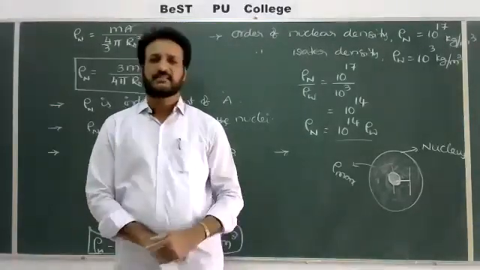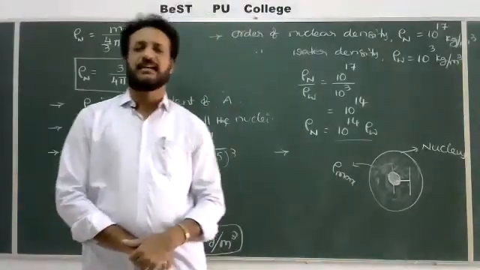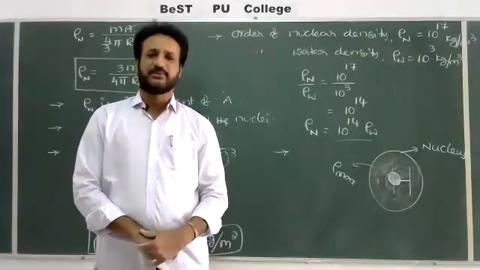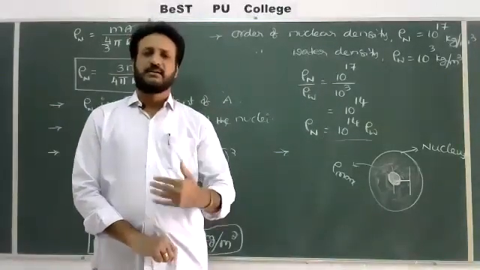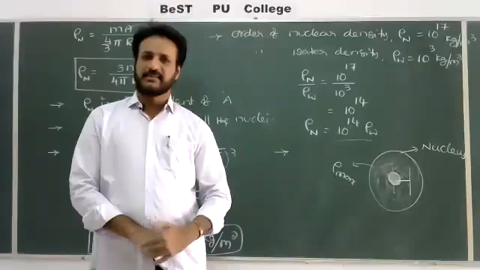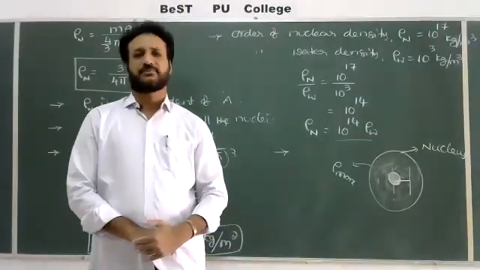Next class we will discuss stability of the nucleus and Einstein's mass energy equation, E equal mc square, and then we will go for mass defect, binding energy and specific binding energy and curve. Okay, thank you.